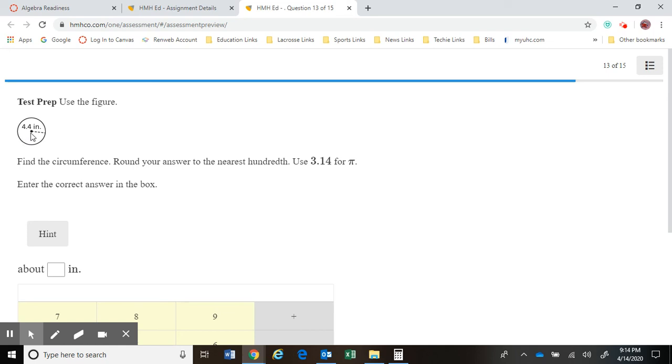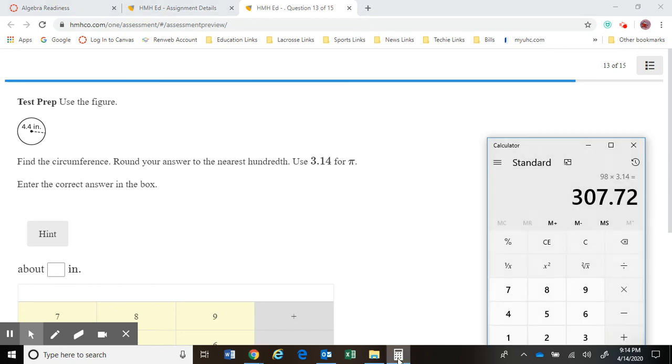Okay, question number 13. Again, what's 4.4? It's your radius, right? So again, we got to double it. So you've seen this common trend. If it's your diameter, you multiply times 3.14. If it's your radius, you double it, then you multiply it by 3.14. Seen this common thread every time. Okay. All right. So 4.4 times 2, 8.8, right? 8.8 times 3.14. And nearest hundredth.